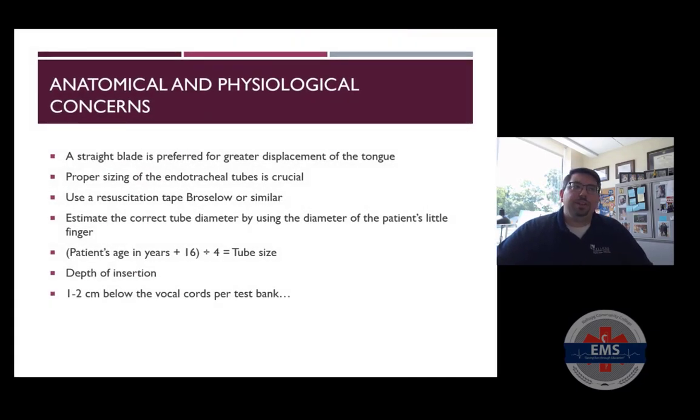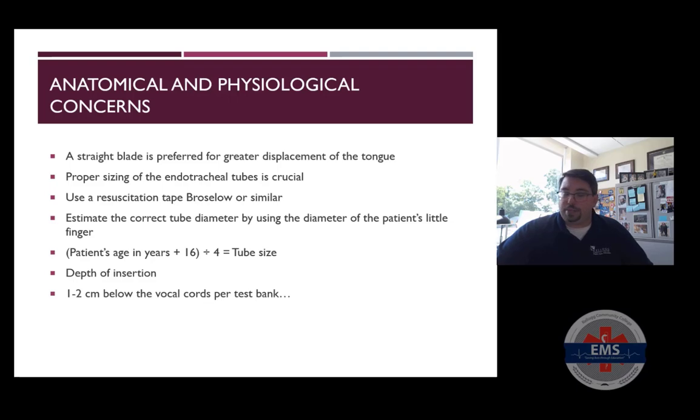Now, with anatomical and physiological concerns, when it comes to intubation, a straight blade is generally preferred for the displacement of the tongue. This is because of the likelihood of stimulating the vagus nerve if we were to use a Mac blade or a curved blade. Proper sizing of the endotracheal tube is crucial as well. You should check to make sure that you're using the right piece of equipment for that patient. Remember, the right tool the first time.